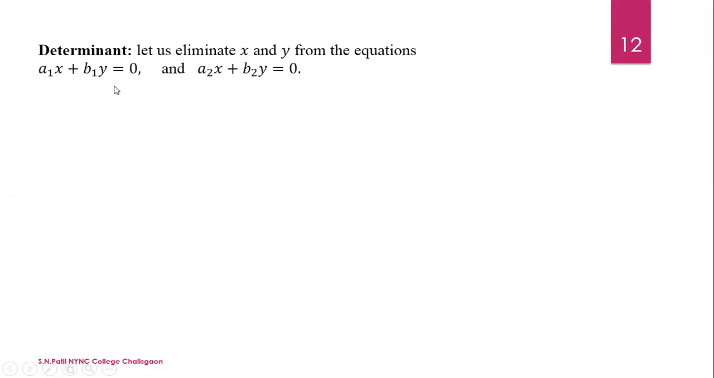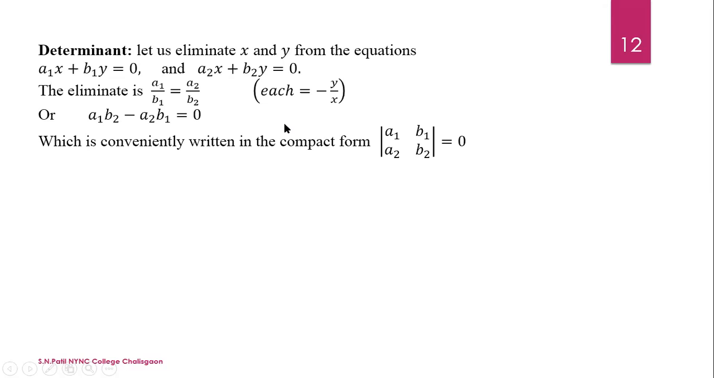a1x is equal to minus b1y. Similarly here a2x is equal to minus b2y, and then b1 is divided. See, then we get the equation a1 upon b1 is equal to a2 upon b2.